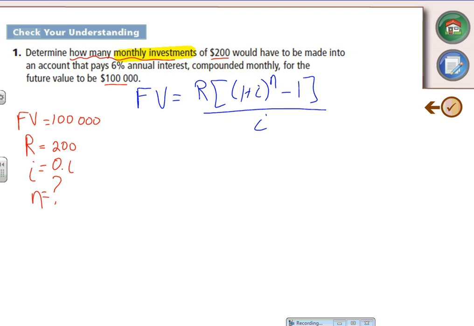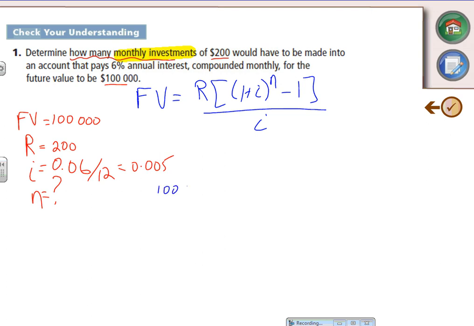I, interest rate, 0.06. And that's now compounded monthly, so we have to divide by 12. That I value, we have to divide by our compound period, which gives you 0.005. Okay, let's plug her in, see what we come up with.